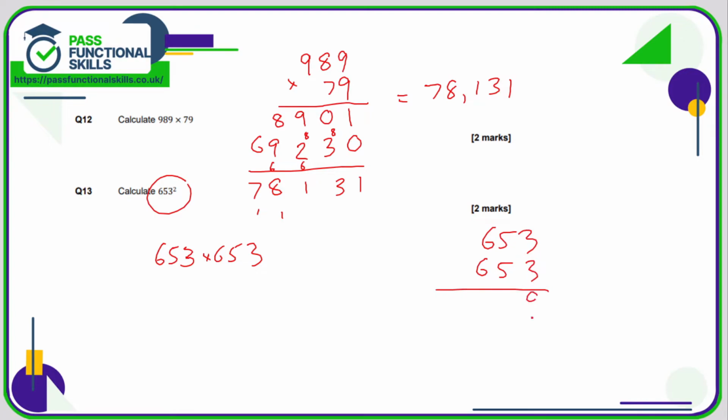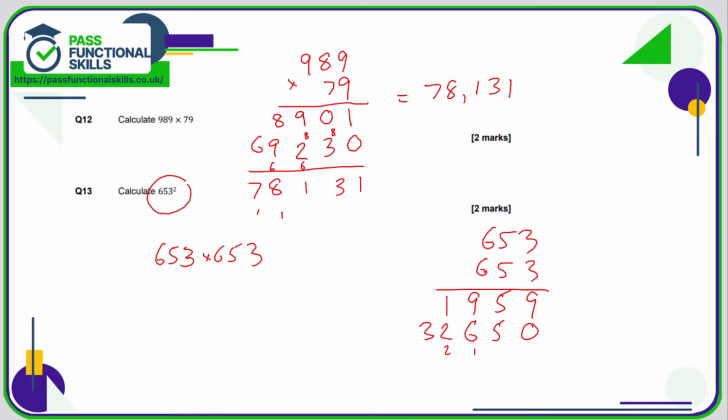So 653 and 653. So we're going to start with the 3 here. 3 3s are 9, 3 5s are 15, carry the 1. 3 6s are 18, plus 1 is 19. Moving on to the 5, it's the 5 of 50, so put in a 0. 5 3s are 15, carry the 1. 5 5s are 25, plus 1, 26. 5 6s are 30, plus 2, 32.